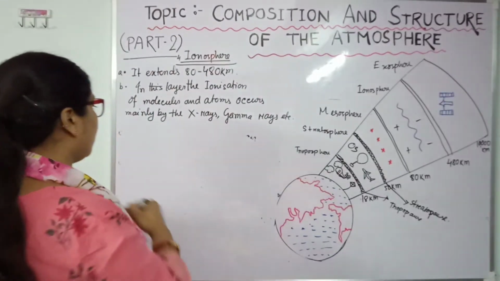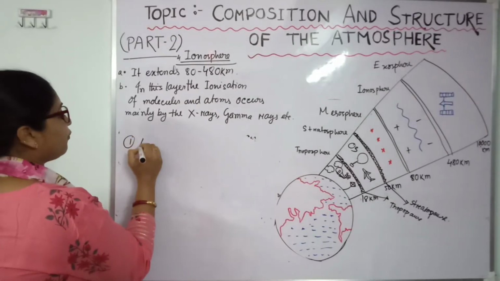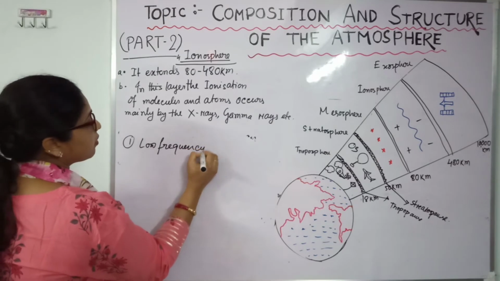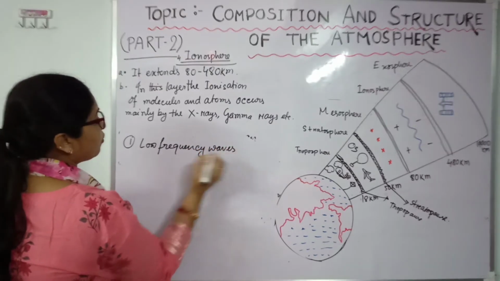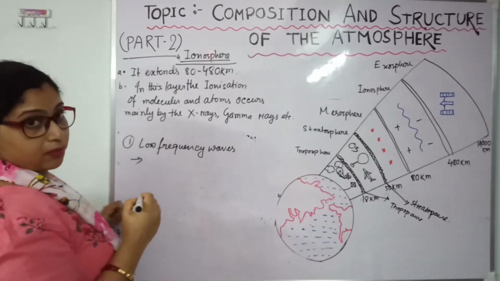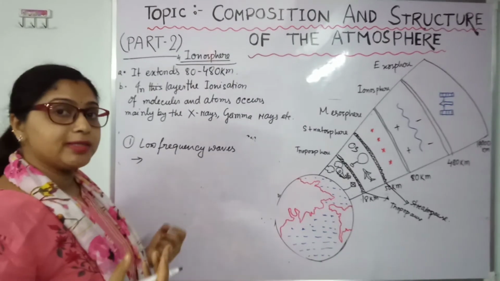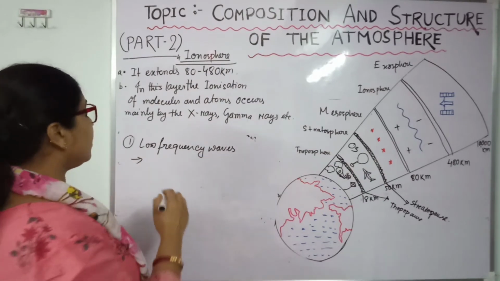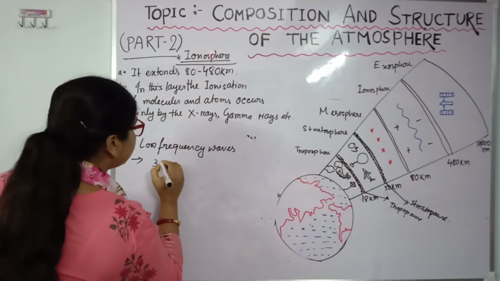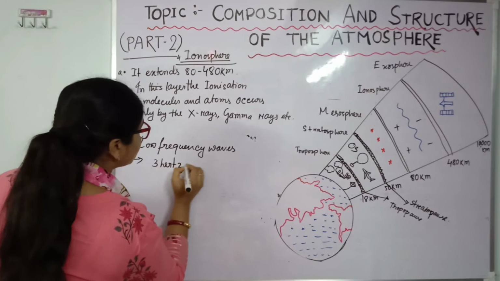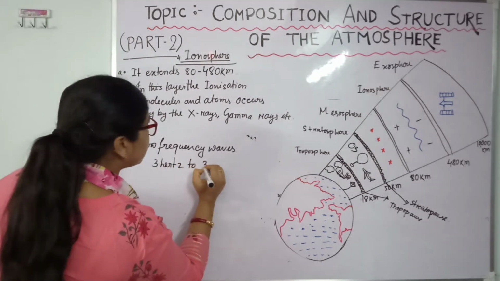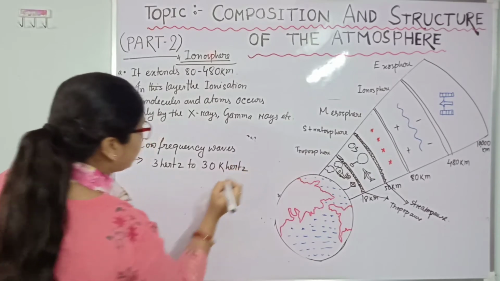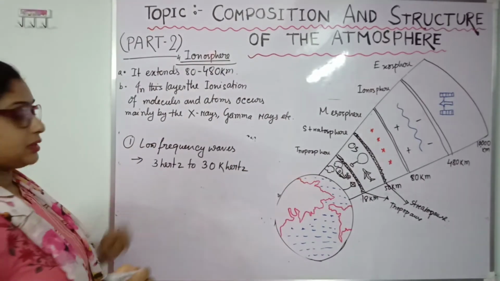First is the low frequency wave. Wave frequency we measure in the unit hertz. So a low frequency wave is when the frequency is 3 hertz to 30 kilohertz; then it is known as a low frequency wave.